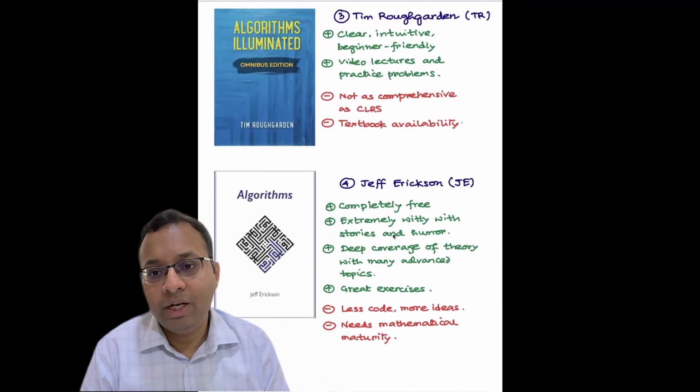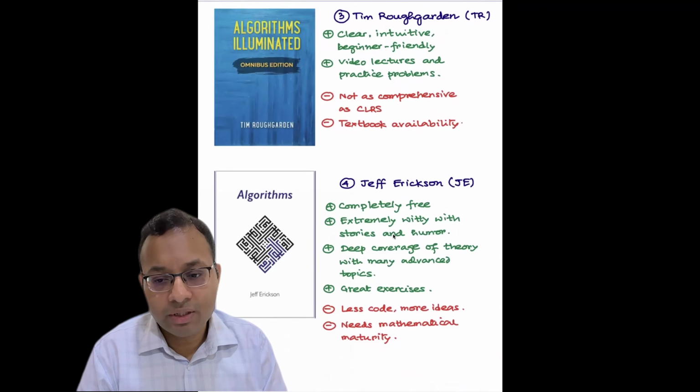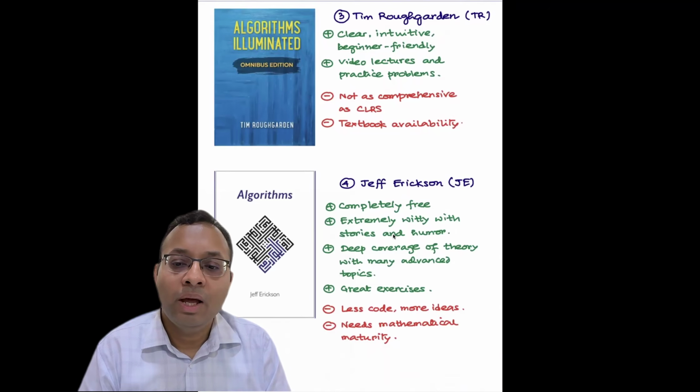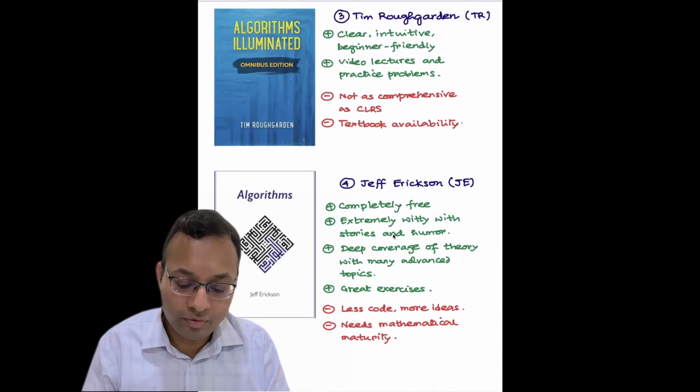On the negative side, or cons, one thing is it's a bit advanced. So it is not the first algorithm textbook. Even in the beginning of the book, the author says that it's probably the second textbook. It has less code and more ideas. So if you have mathematical maturity, this book is a great textbook for you.